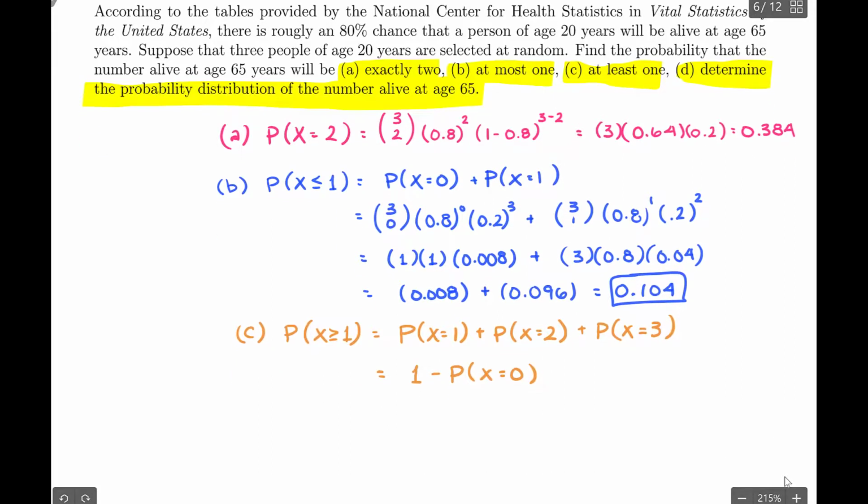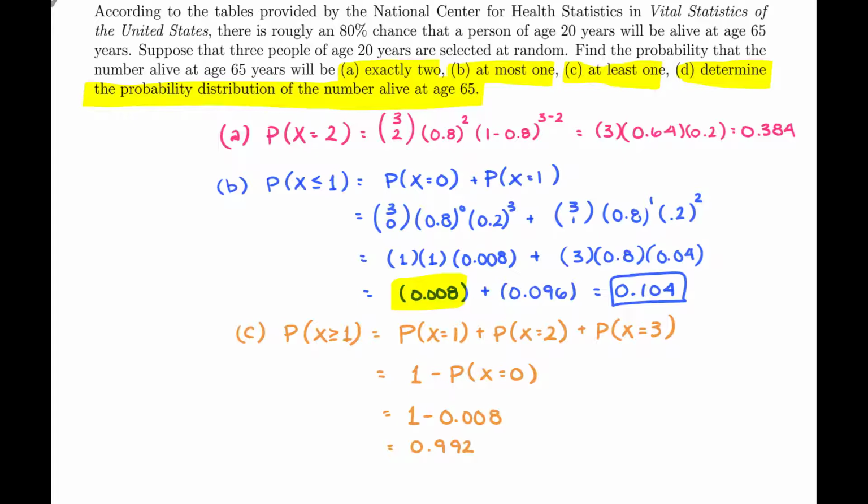We know that probability from the previous part of this example. It's 0.008. So we can just write this as 1 minus 0.008, and we get 0.992 as our probability that at least one person is alive when they turn 65.